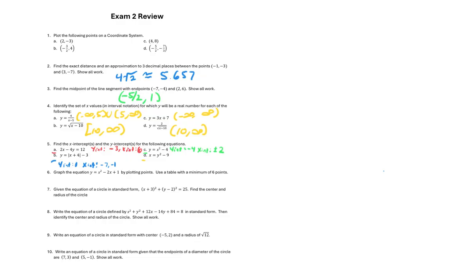And this last one, we get x is equal to y squared minus 9. So to get the y-intercepts, we set x equal to 0. We'll add 9 over, take the square root.